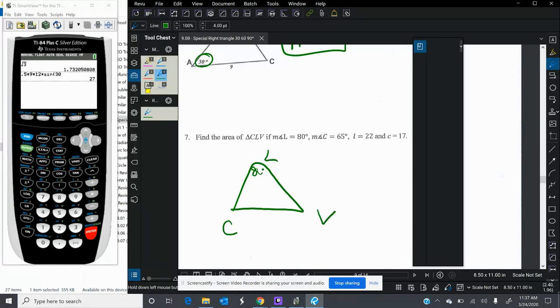Looking at number 7, triangle CLV. L is 80 degrees, C is 65 degrees. Now, if we know two angles of a triangle, we find the third by adding and subtracting from 180. So I'm going to find that V is 35 degrees. When they give us little l is 22, across from that 80 degree angle is going to be a side of 22. And across from C angle is a side of 17. Again, we need that side angle side. So we needed angle V here in order to substitute it.